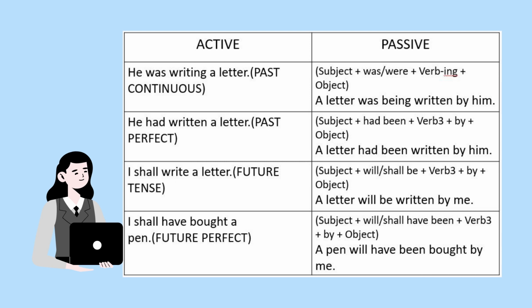This is a sentence of future tense. This sentence can be read in the passive form as a letter will be written by me. I shall have bought a pen. This is an example of future perfect tense. Here, the passive form can be read as a pen will have been bought by me. Here, the subject is followed by will or shall. Will or shall have been, and then later by verb and the object.